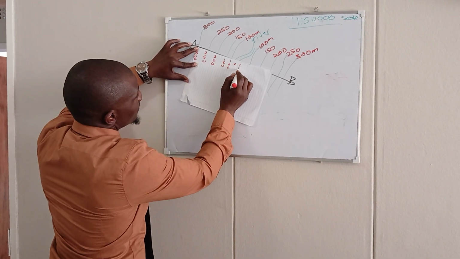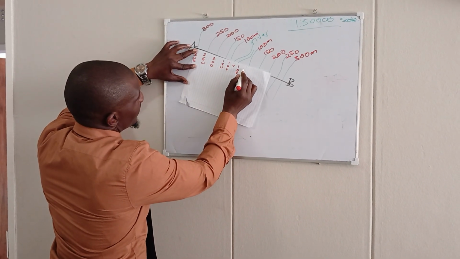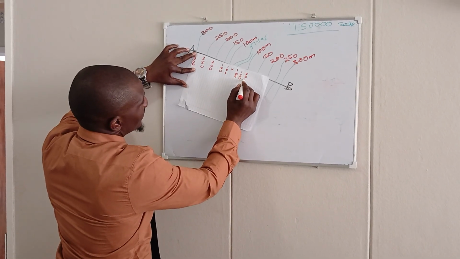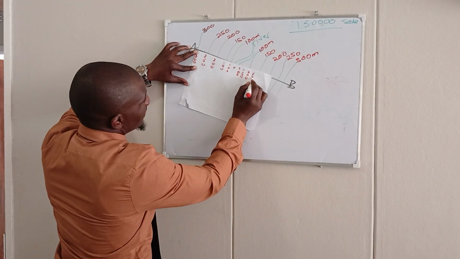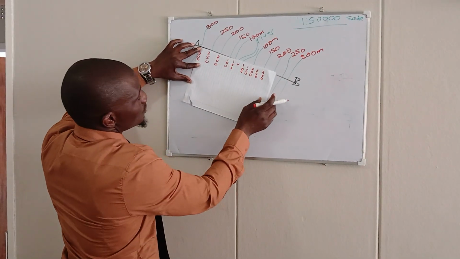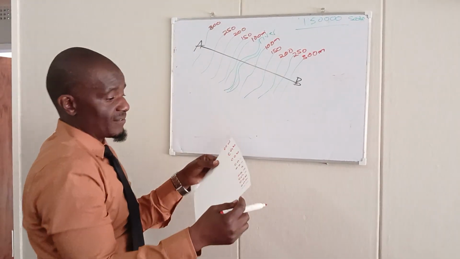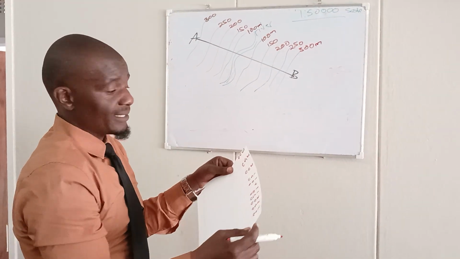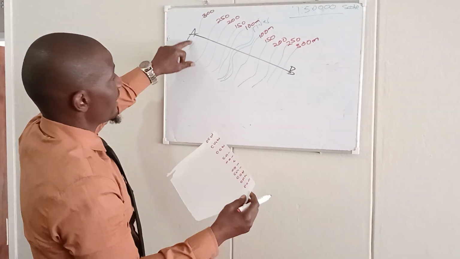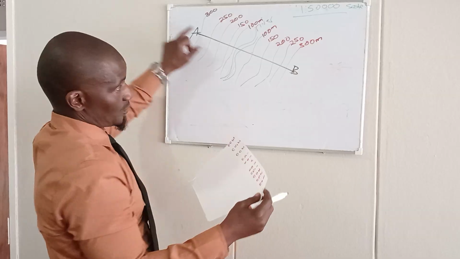Then I go again to 100, then 150, 200, 250, then I go to 300. So what I've done is I have tried to align my different contour heights from A to B across, more like a side view.